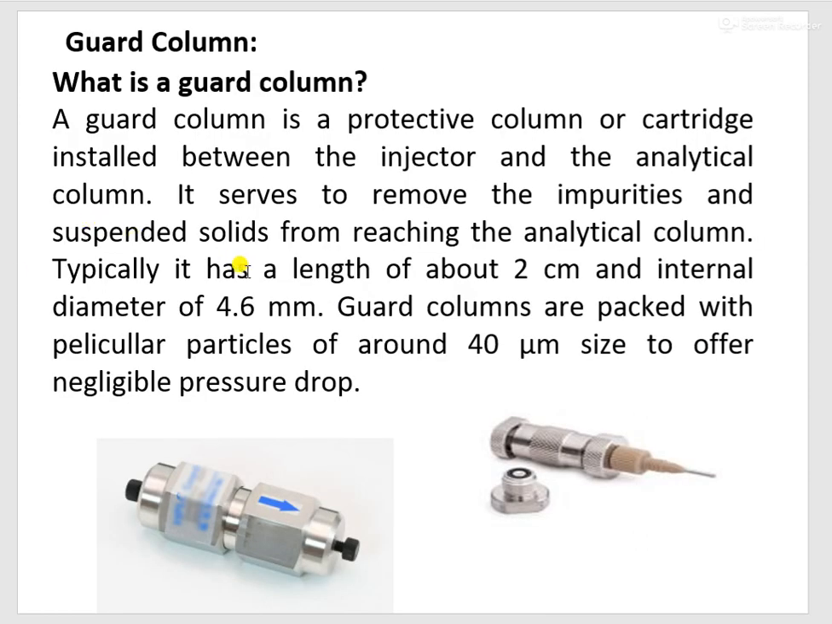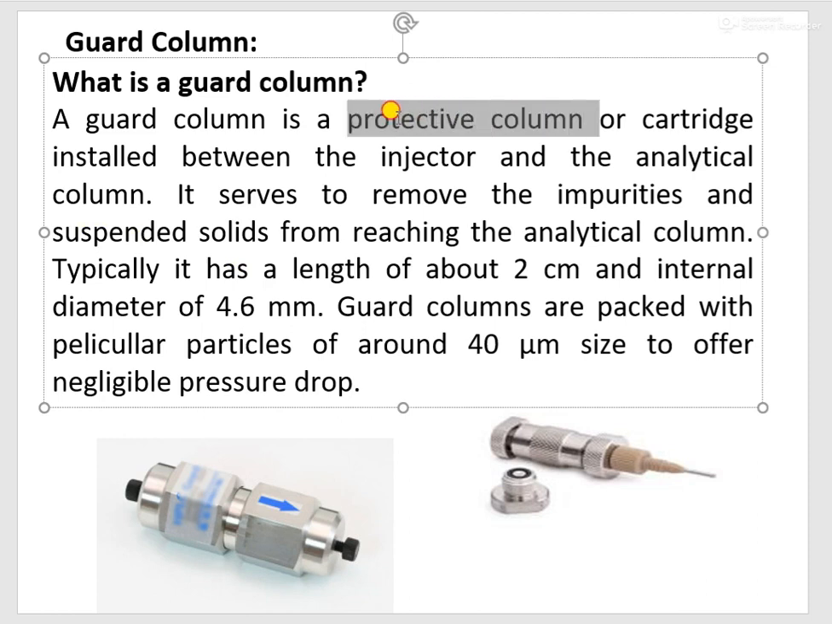Now what is guard column? A guard column is a protective column. As the name suggests, guard column. So it is protective column or cartridge installed between injector and analytical column. So guard column will be between injector and analytical column, means it will be before main column.